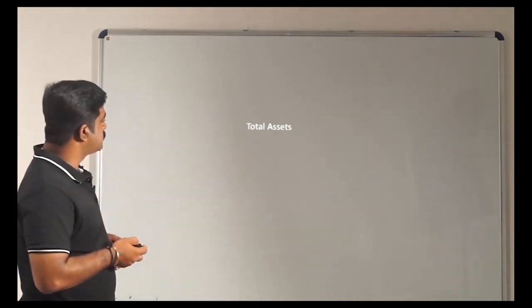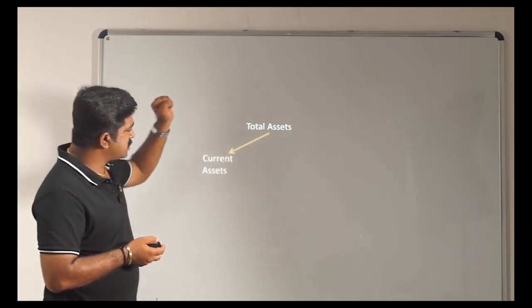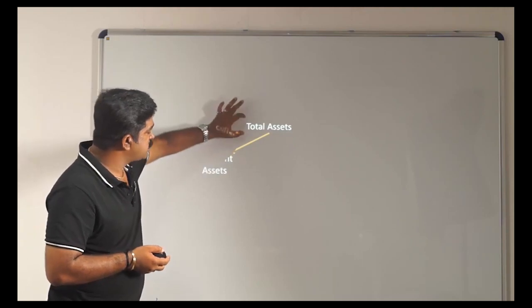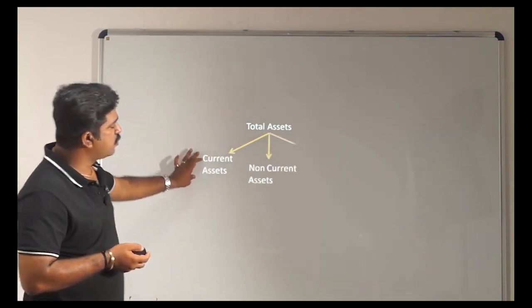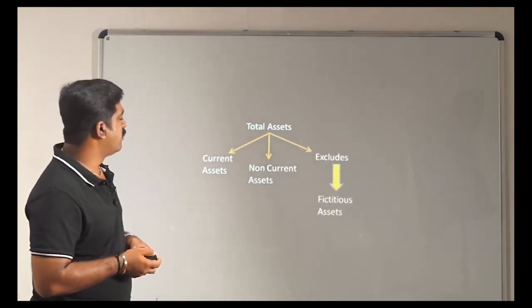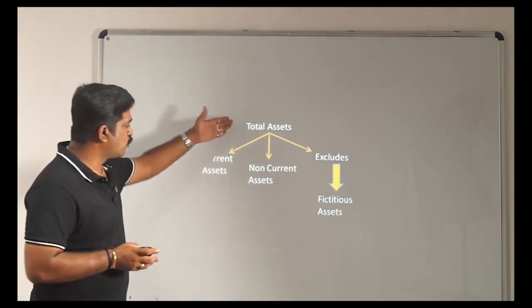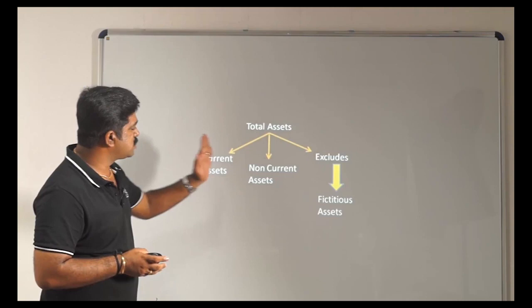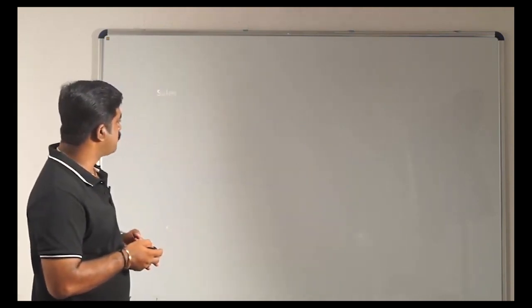In the first case, what we'll do, we'll take the profits after tax that will be divided by total assets. But first of all, what is total asset? We'll take current asset, we'll add non-current asset, but what we have to ensure is we are excluding the fictitious assets. So 3 different types of profits are available, but total assets is basically current assets plus non-current assets, and we have to exclude fictitious assets.